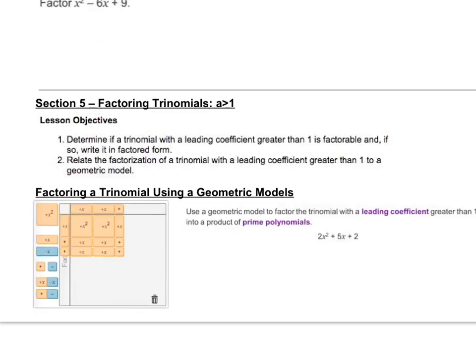Hello and welcome to yet another installment of the Algebra 2 videos. This is a video over section 5, which is factoring trinomials when your leading coefficient is larger than 1.